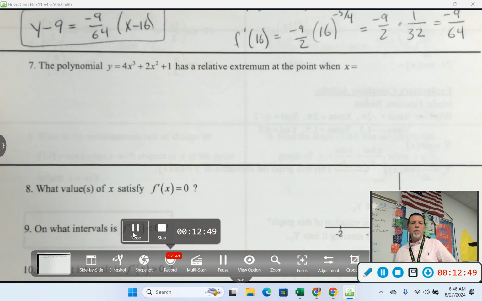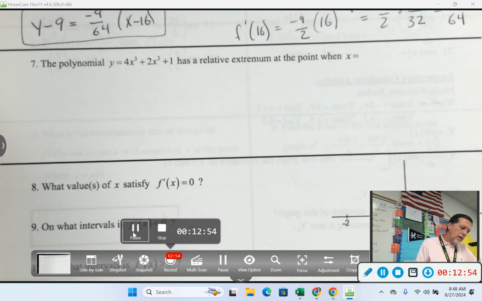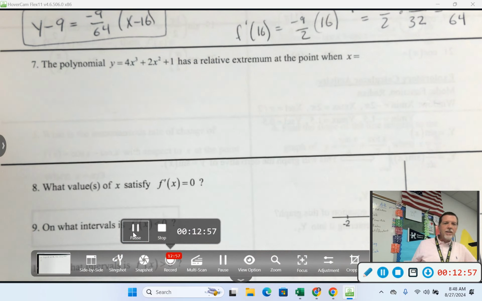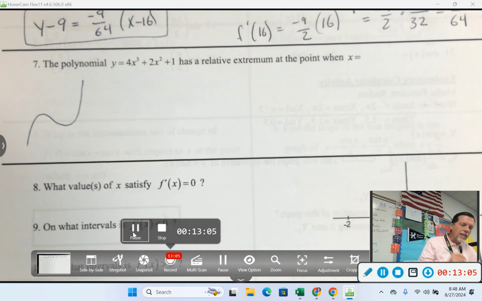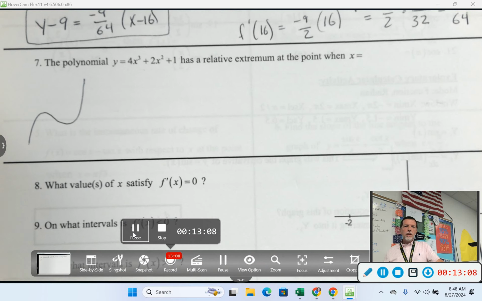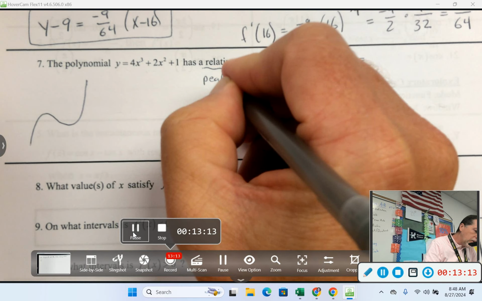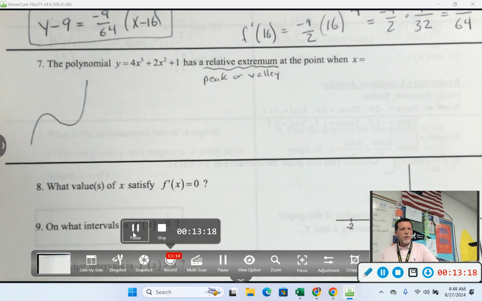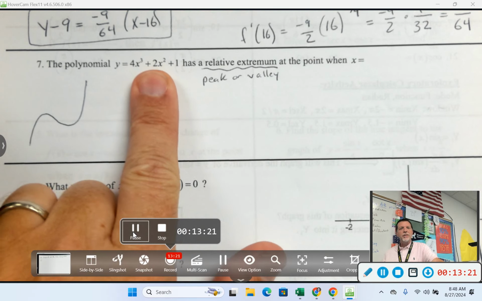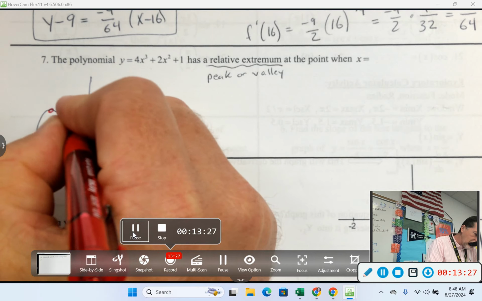Number 7. Polynomial has a relative extremum at the point when... okay, think back. Do you remember what x cubed looks like, roughly? It's like, and it's positive, so it looks something like that. A relative extremum, that would be like a peak or a valley. So again, I'm talking big picture concepts right now. We're not worried about this particular cubic. So a peak or a valley would look like right there or right there.